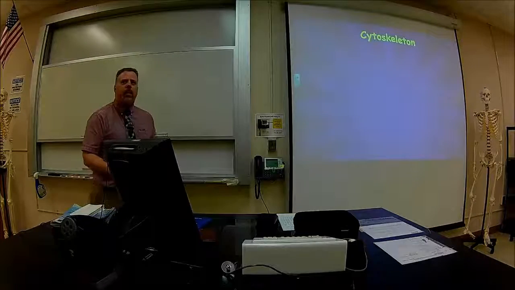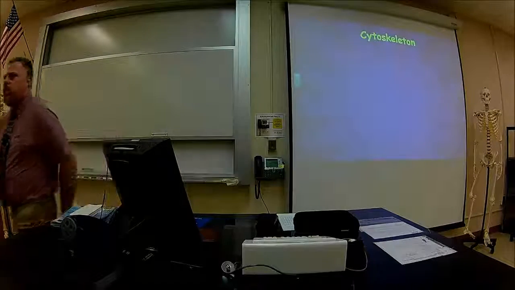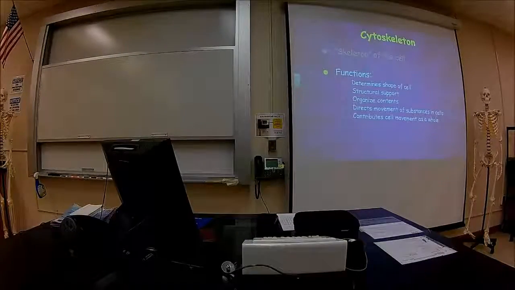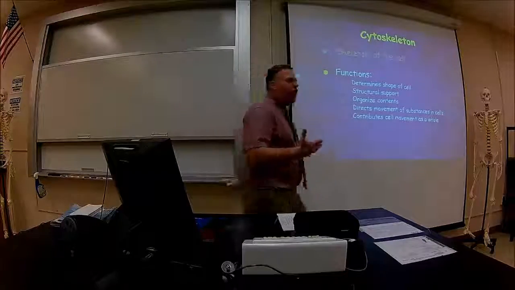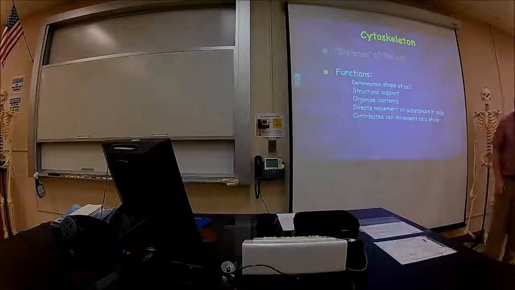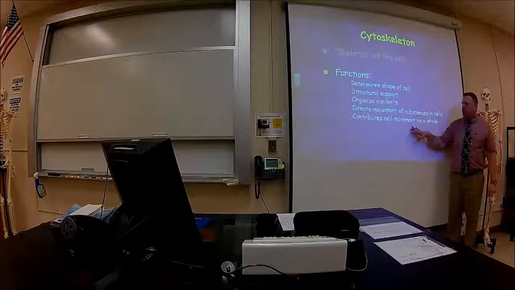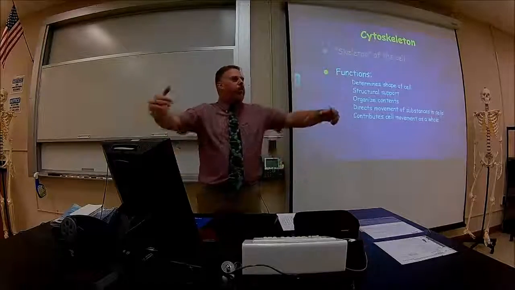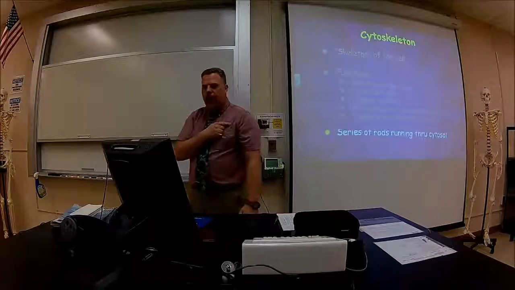Then we have this cytoskeleton. Cytoskeleton is just what it sounds like. It's the skeleton of the cell. The functions of this are that it's going to determine the shape of the cell, provide structural support, organize its contents that we're going to talk about in there, and direct movement of substances, and it contributes to cell movement, should the cell be moving. Some cells might have amoeba-like movements, and this is what's going to help it do that.